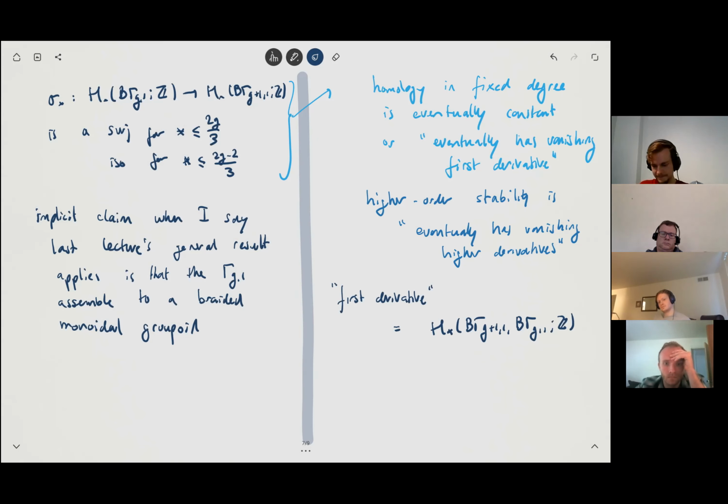for the homology of a pair, these vanish if and only if the stabilization maps are isomorphisms at the very edge of the vanishing in a range, or a surjection. So higher order stability will be that, okay, maybe second order stability is that eventually we have a vanishing second derivative, or maybe equivalently, eventually have a constant first derivative. So it should be some kind of homological stability result for these relative homology groups.